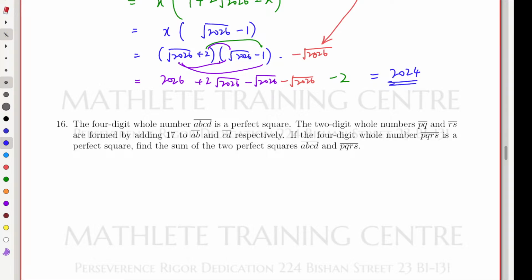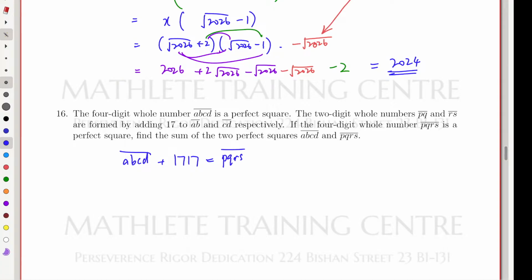The 4-digit whole number ABCD is a perfect square, and then the 2-digit whole numbers PQ and RS are formed by adding 17 to AB and CD respectively. In other words, you start with ABCD, you add 1717, you get PQRS. But you know that both of these are perfect squares. In other words, you can write it as m squared plus 1717 is equals to n squared. So 1717 is equals to difference of squares, n minus m times n plus m.